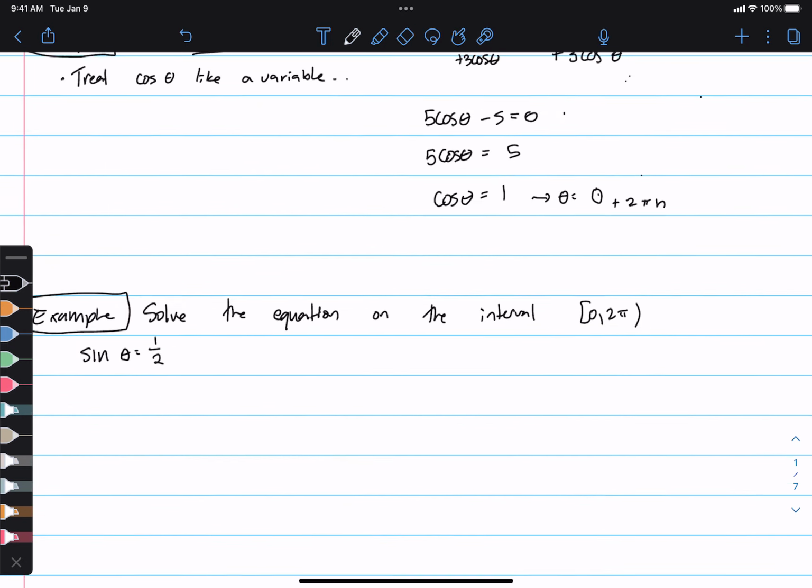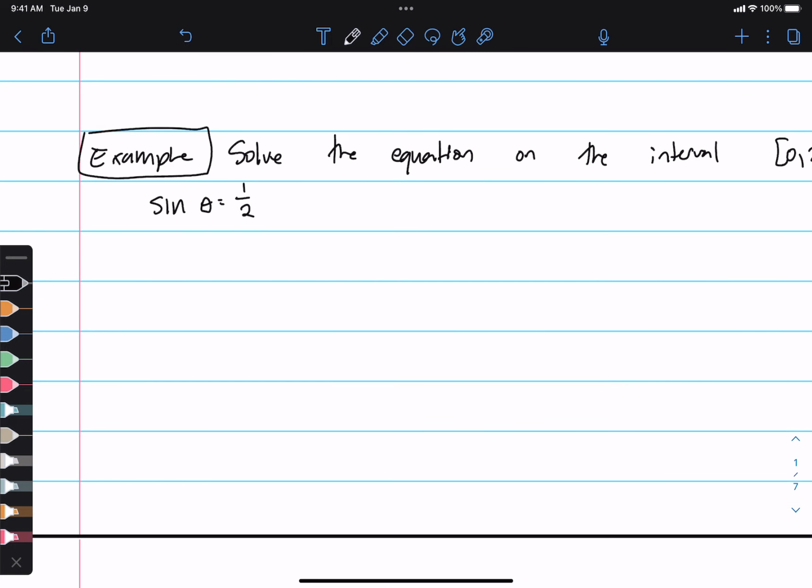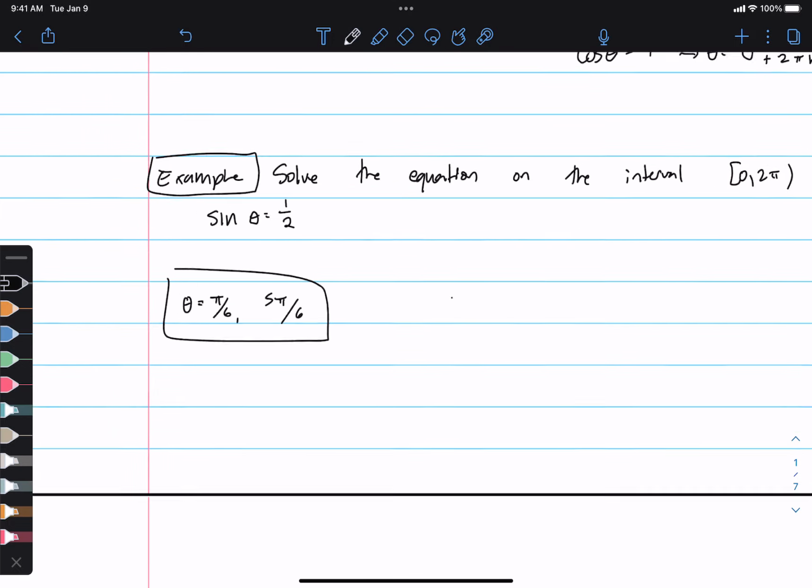So our next example is to solve this equation on the interval 0 to 2 pi. So we're not caring about anything outside of the unit circle. So sine of theta is equal to 1/2. Use your unit circle to find this out. You should get that theta is equal to either pi over 6 or 5 pi over 6. And there we go, we're done. Those are the only two angles that work.